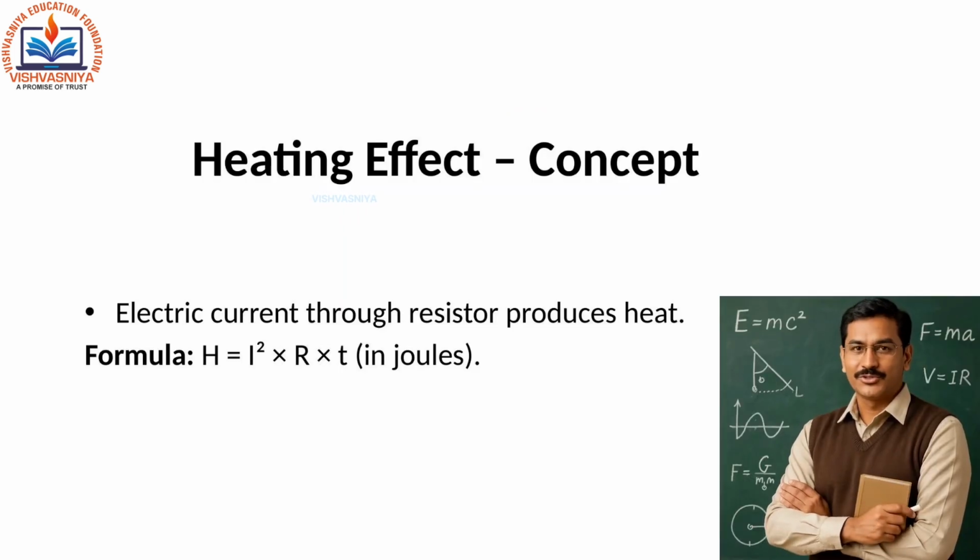When current flows through a resistor, a portion of the electrical energy is converted into heat. The heat produced is given by H is equal to I squared R into T, where I is the current, R is the resistance, and T is the time.